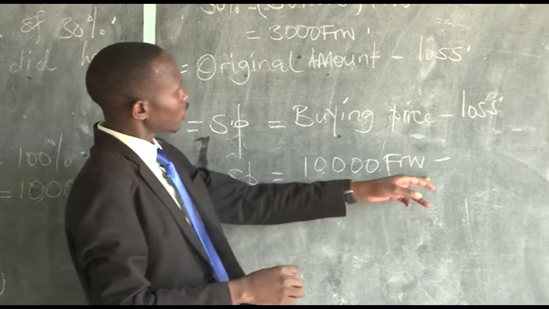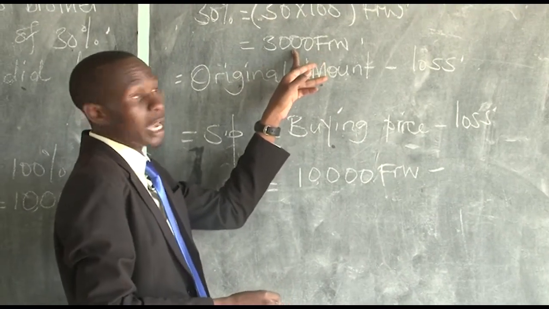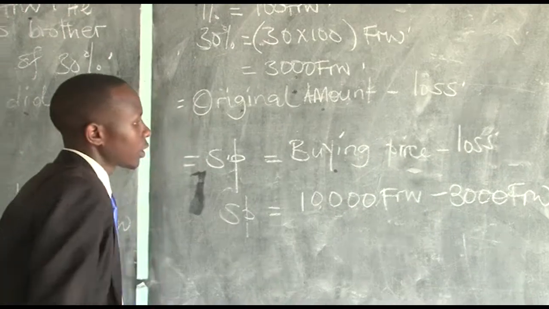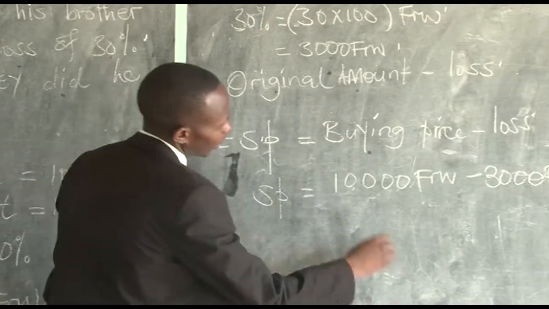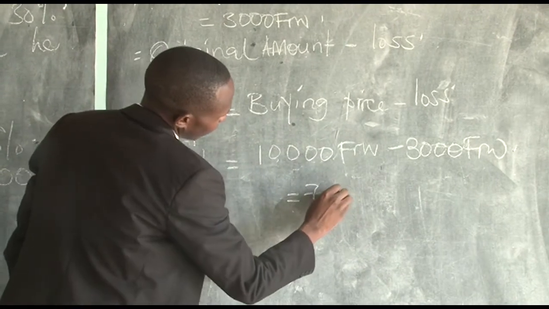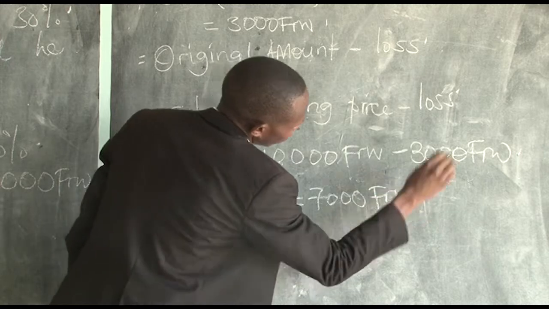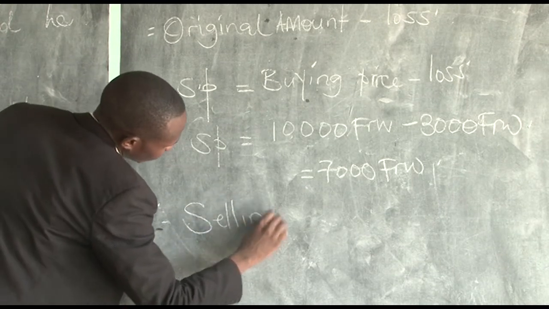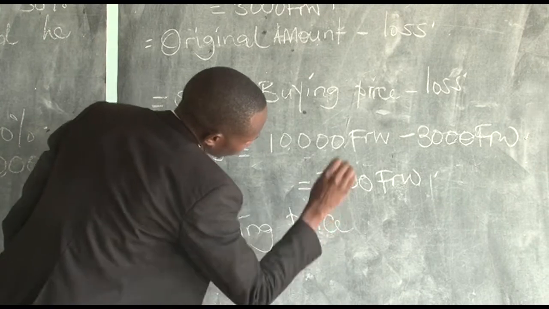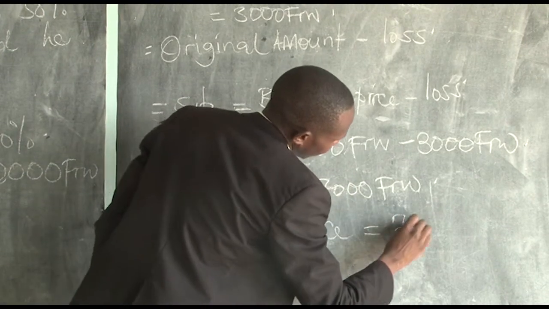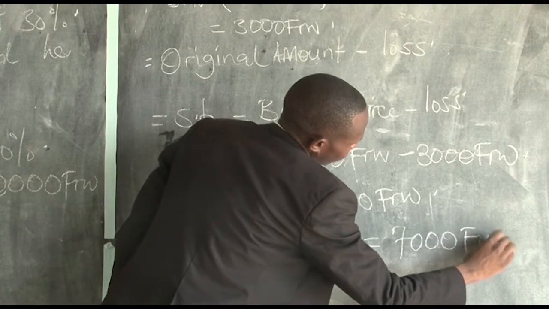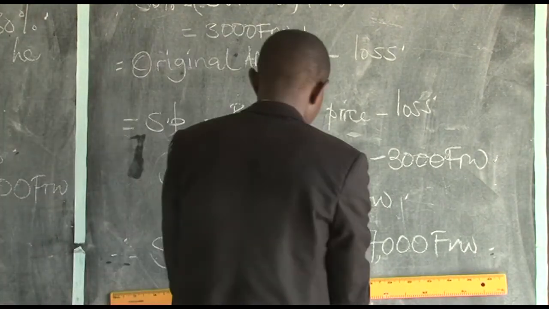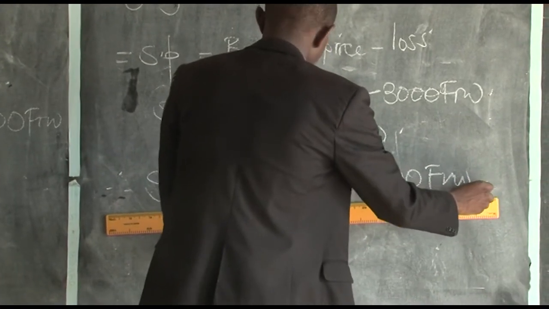minus the loss. Which one is the loss? Loss is 3,000. So we shall subtract 3,000 francs. When you get 10,000 francs minus 3,000 francs, it will give us 7,000 francs. Therefore, selling price is equal to 7,000 francs. Then from there I'll get my ruler and underline my answer.